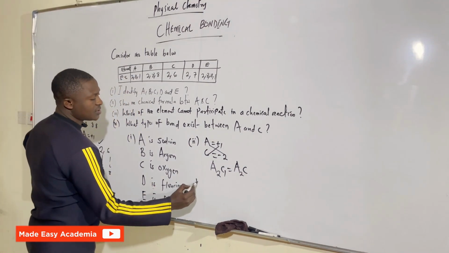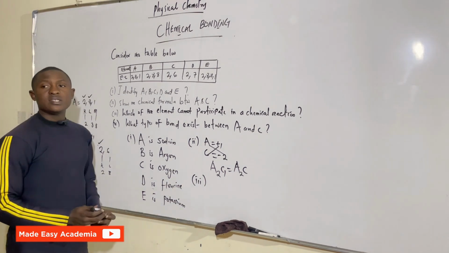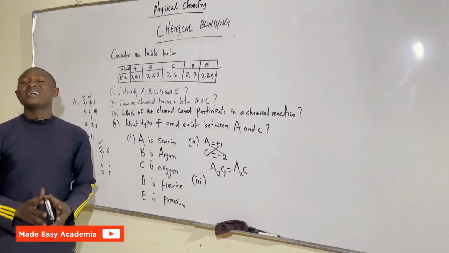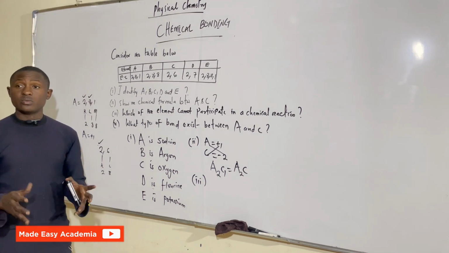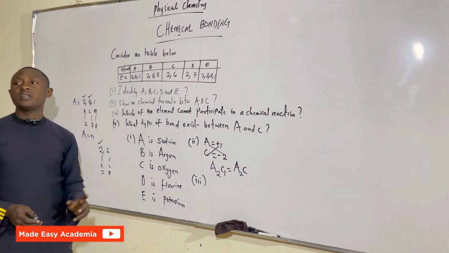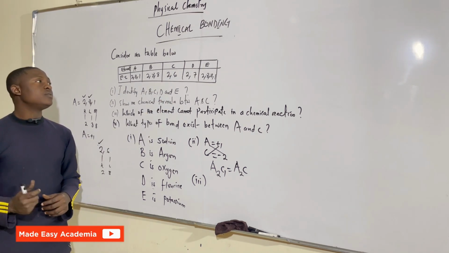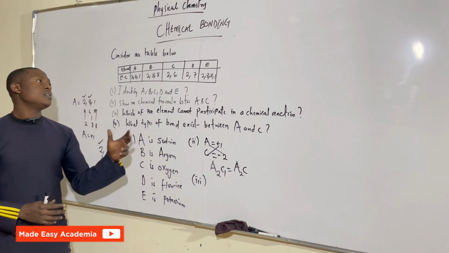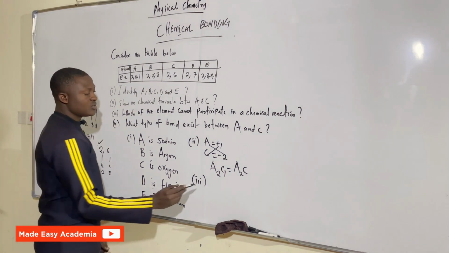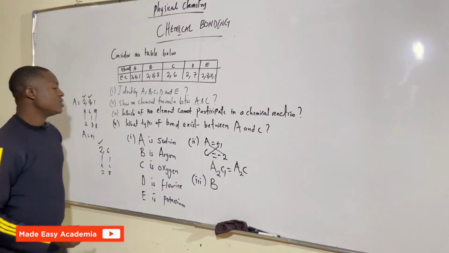Now the third one. Which of the elements cannot participate? The element that cannot participate is the one that has already completed its octet structure. That is a noble gas. A can give out 1, but B cannot give out any electron because it's already complete. C can receive 2. D remains 1 to balance. E can give out. So of course, B is the one that cannot participate, because B has already completed its own octet structure.